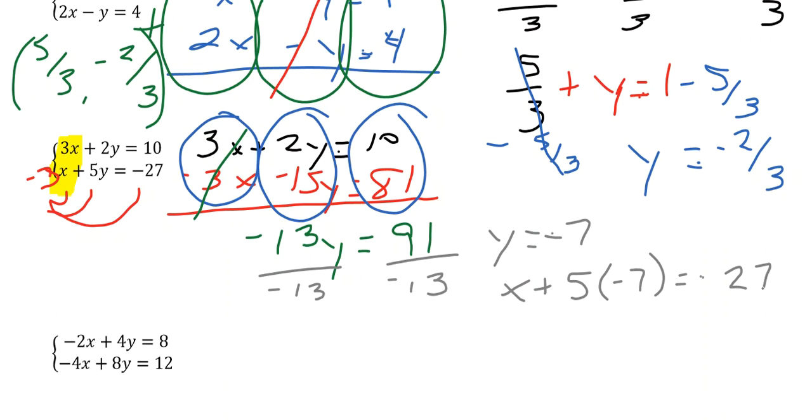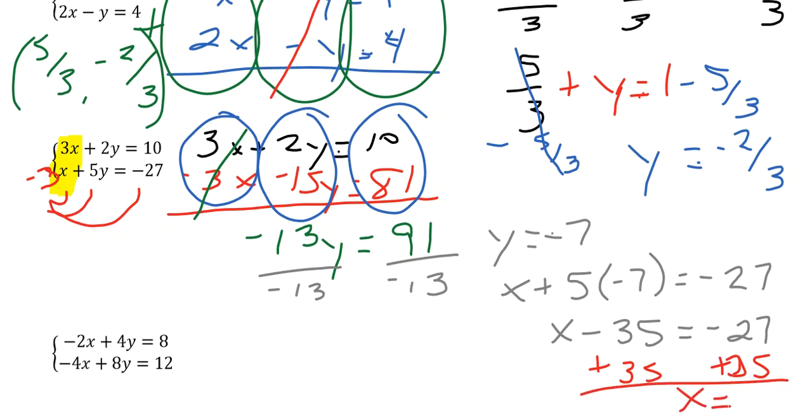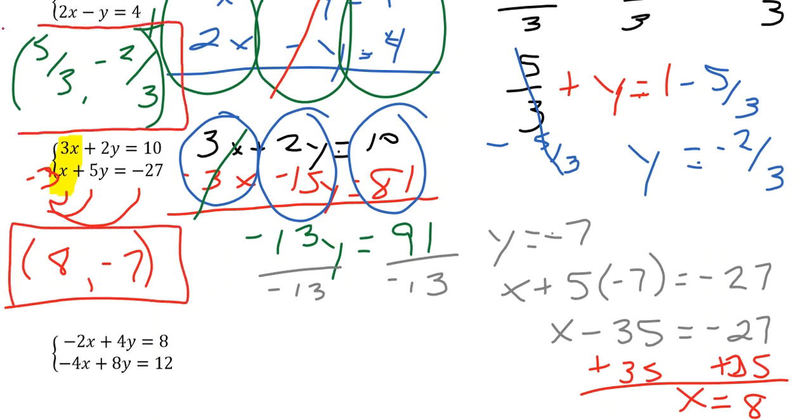Now as you're doing it, you might find little things that make life easier for you, so just practice going back and forth and see which ones you like. 5 and -7 is minus 35. I need to move the 35, so I'm going to go ahead and add 35 to both sides. And so I end up with x equals -27 plus 35 is 8. So my answer is 8 and -7. And again, I don't know if you noticed, I've been writing these as an ordered pair. Just like we did in the graphing assignment, I want to keep that going.